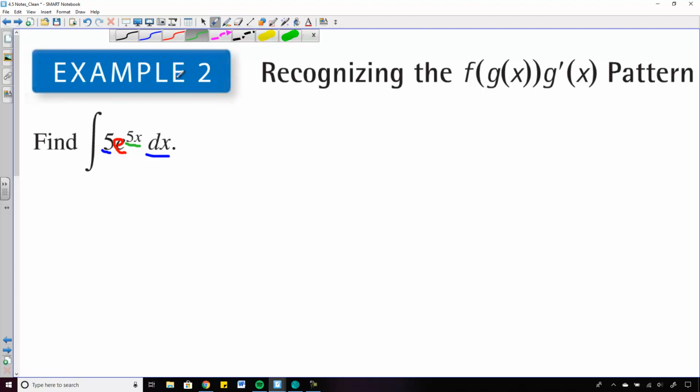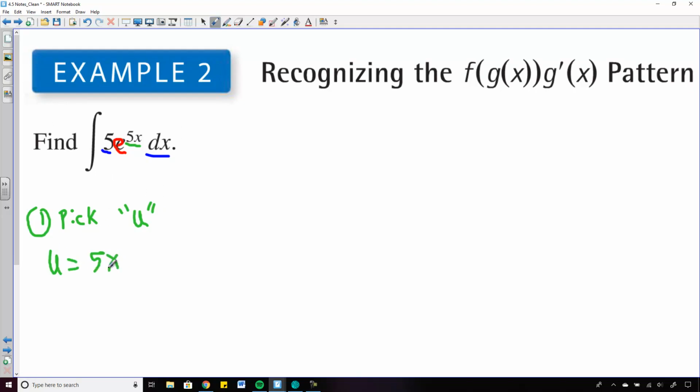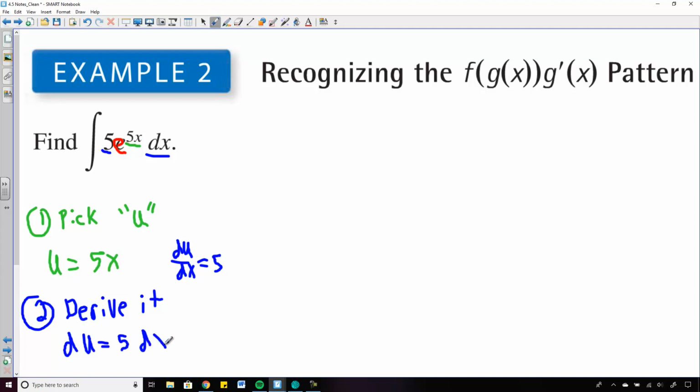So what we're going to do is, step one is going to be to pick u. It doesn't have to be u, it's just what we use in this case. So u is going to equal 5x. And then step two, we're going to find du, derive it. Don't forget that we're taking the derivative of this, so that's du dx equals 5, right? But what I'm just going to write is du, the derivative of u, is 5 dx.